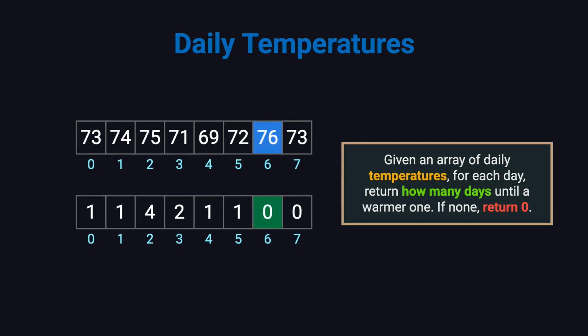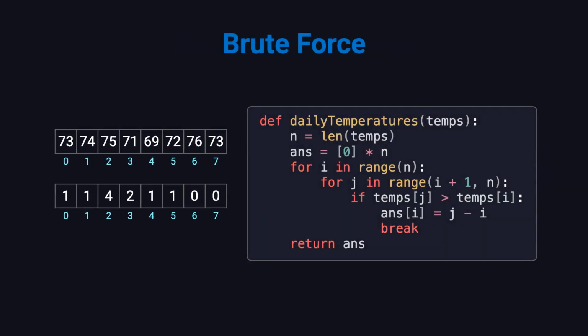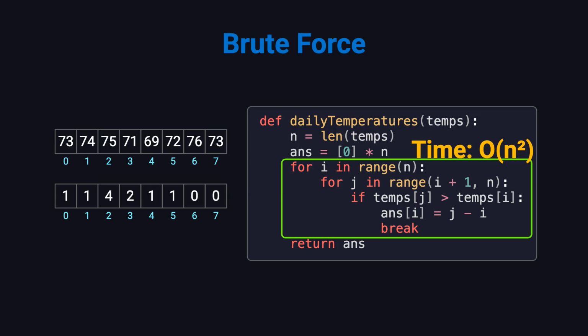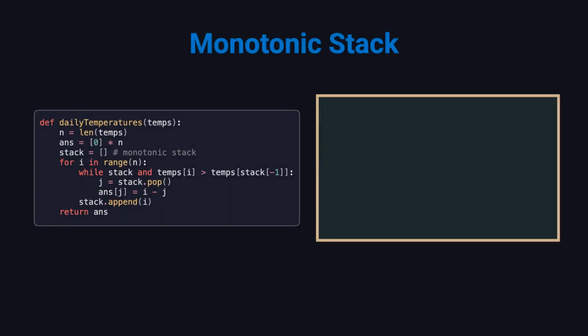The most straightforward approach is brute force. For each day, scan forward one by one until you find a higher temperature. In the worst case, if temperatures are strictly decreasing, every day scans all the way to the end, giving you O(n squared) time. Can we do it in a single pass? Yes, and the answer is a monotonic stack.